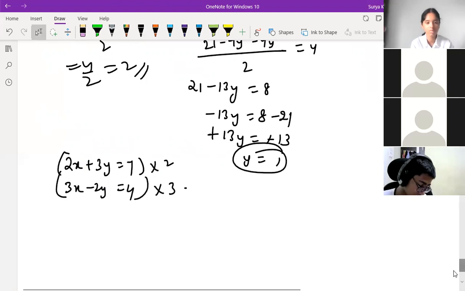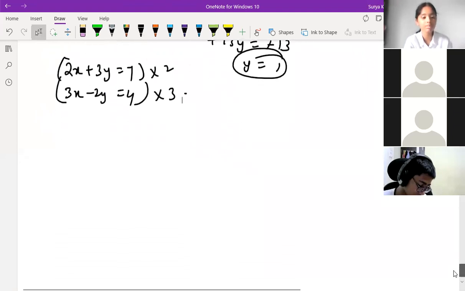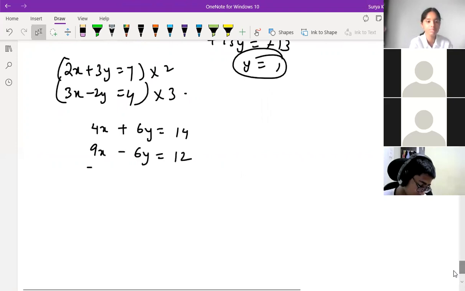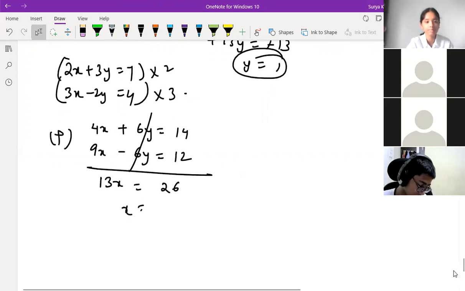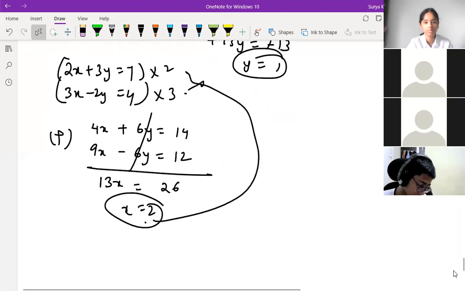Sriyanu, you did the same thing. Yes, sir. So we'll get here 4x plus 6y is equal to 14, and 9x minus 6y is equal to 12. On adding, what do we get? This gets cancelled. 13x is equal to 26. So x is equal to 2. Now put this in any one equation, this one or this one, your wish. We'll get y is equal to 1.